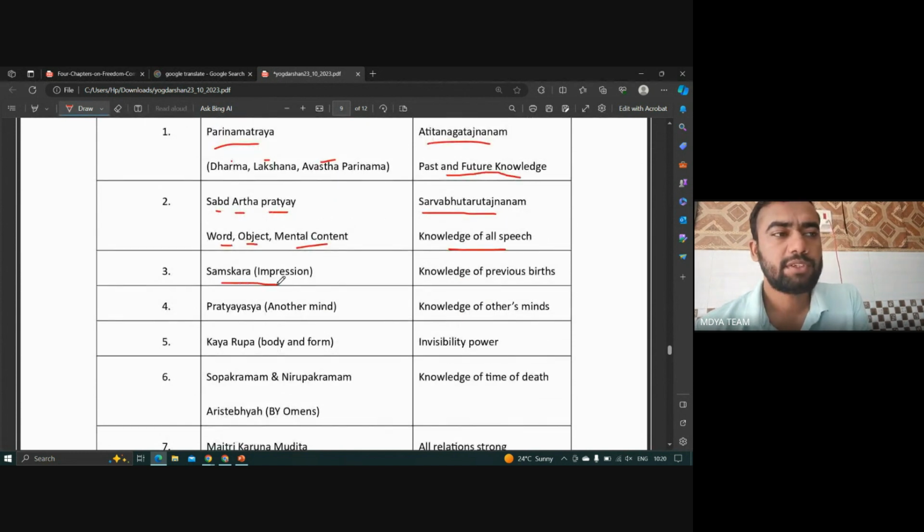If we do Sanyama on the sanskaras, meaning impressions or habits, the yogi will get the knowledge of his previous birth. And if a yogi does Sanyama on another chitta, Pratyasya Parachitta Jnanam, here you have to add the chitta also, if Sanyama is done on the chitta, another mind, then he will get the knowledge of the other mind.